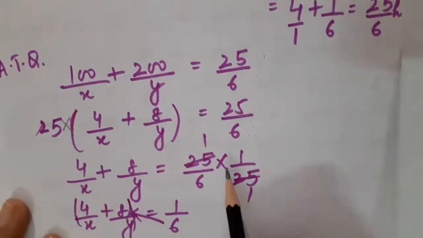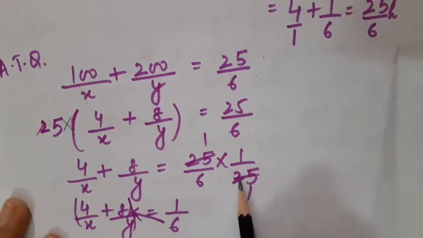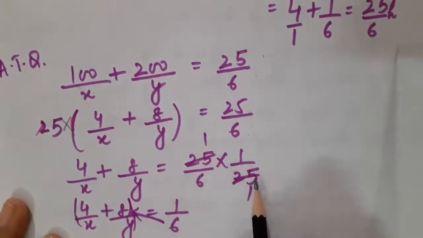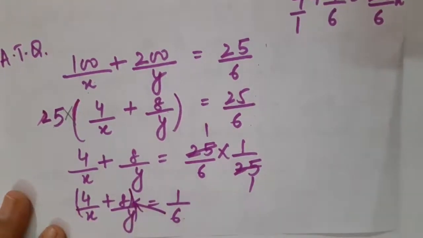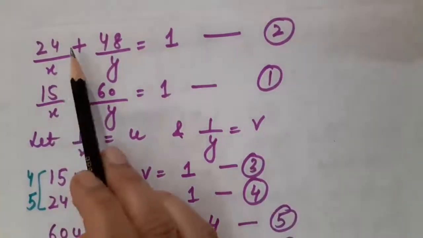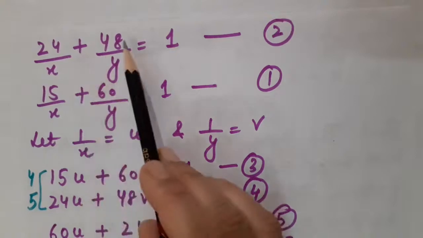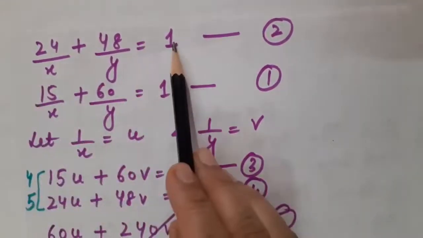So what will you get here, children? 25 upon 6 into 1 upon 25. 25 and 25 both are going to be cancelled. Children, you have got 4 upon x plus 8 upon y is equal to 1 upon 6. Now by cross multiplying we get 24 upon x plus 48 upon y is equal to 1. This we have got after cross multiplying.